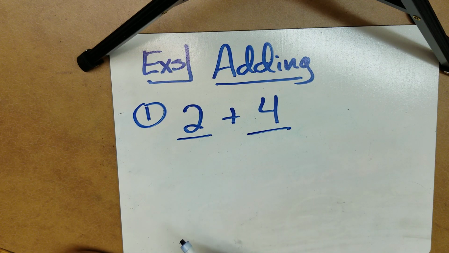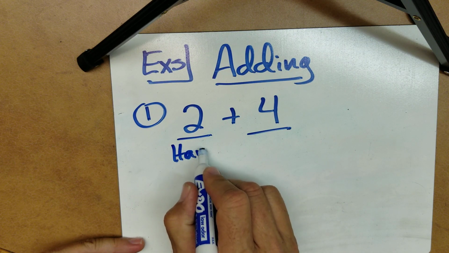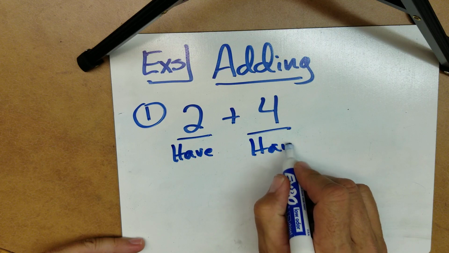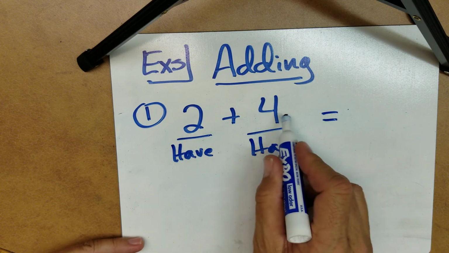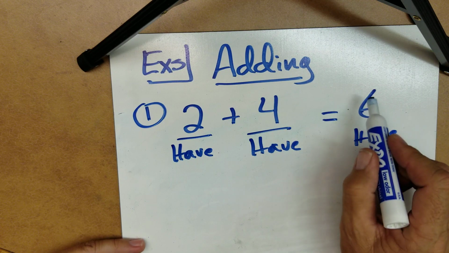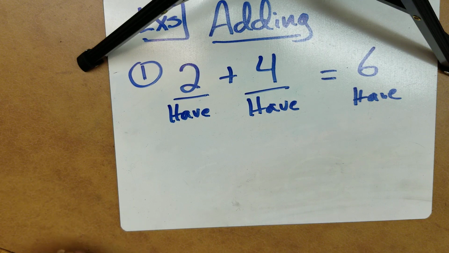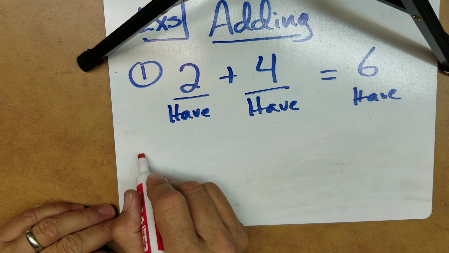What about the $4? Do you have $4 or do you owe me $4? You've got 4. So you have $2, you have $4, and that means you should be adding these together, and it looks like you have $6. And when you have it, of course, it stays positive. See, we're thinking about money. If we think about money, this is going to go a lot easier.